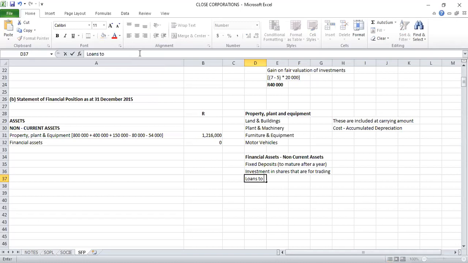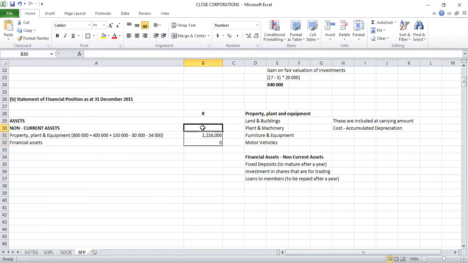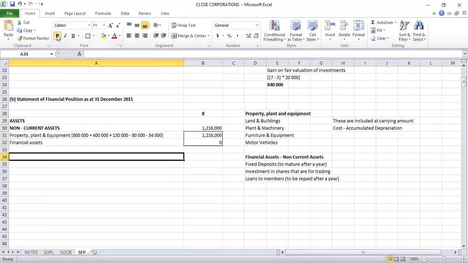Loans to members to be repaid after a year. So if these things were there, we're going to include them under the non-current assets as financial assets. But we don't have these things in this particular case. So we then add our non-current assets. There's no need to show the financial assets if it's not there. We don't have to show the zero like what I did. I'm just doing it so that we know the things that we are supposed to include. So if it's not there, you don't include it. All right, current assets, we have inventories.